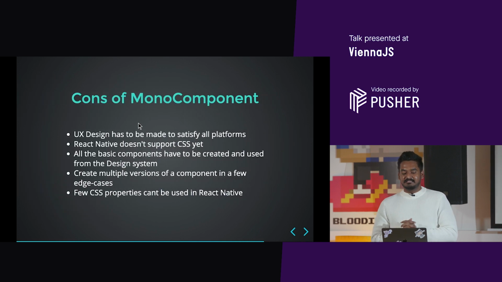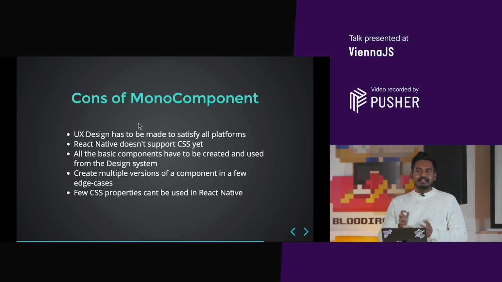Obviously, everything will have some cons. What are the cons in mono components? The UX designer should have enough knowledge to create UX designs that will match all the platforms. That is the first challenge we face with this approach. Second, you can't use CSS in React Native. That's a drawback, so you should always fall back to things like styled components. Third, you can't directly use any HTML tags in your components. You should always create an elementary version of a component in your design system, import it and use it in your app. This is the third con.